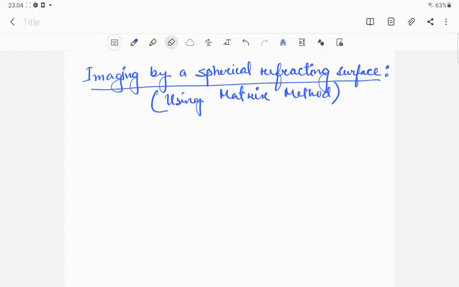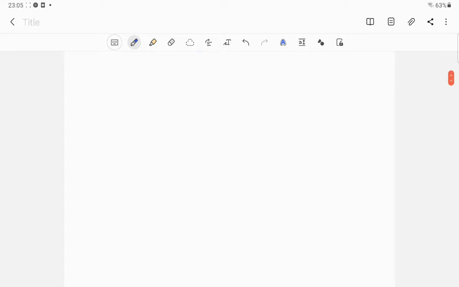Hello dear students, today we are going to discuss the formation of an image by a spherical refracting surface using a matrix method. The specialty about this method is that we are going to find the image representation in the form of a matrix for a particular spherical surface. So for that we need to draw a ray diagram.